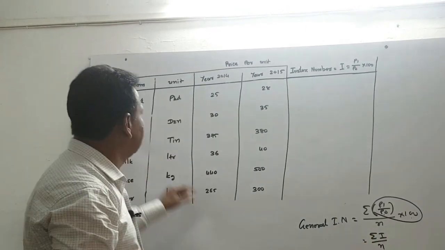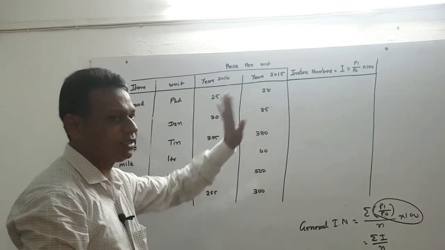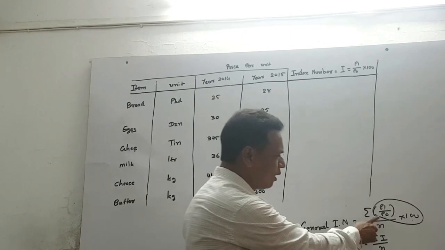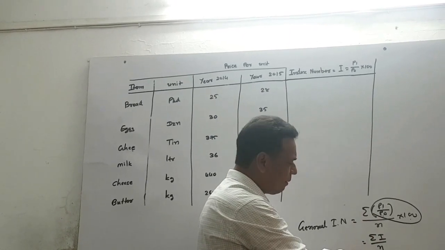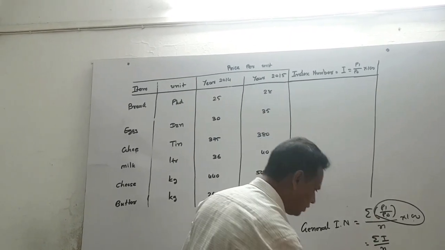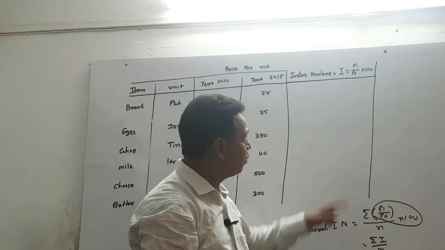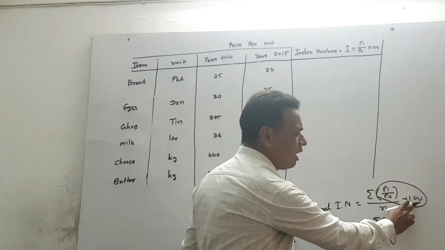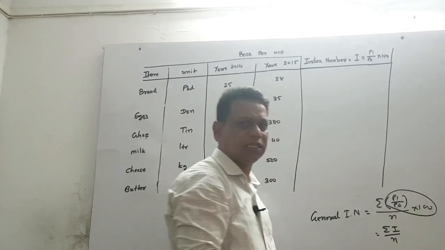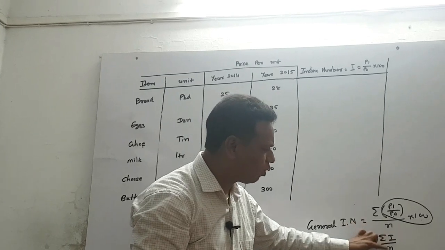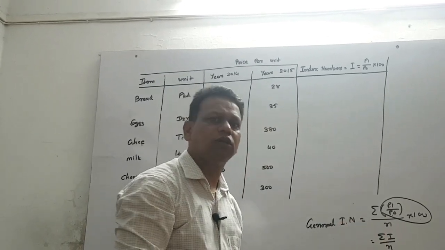First of all, we have to find the index number for each item. Many teachers use this formula, but these are simple applications. Some teachers use P1 by P0: they find just the ratio, and at the end they multiply by 100. Both are the same, but I feel this one is very easy to remember, the sum of I upon n, because it depends on averages.